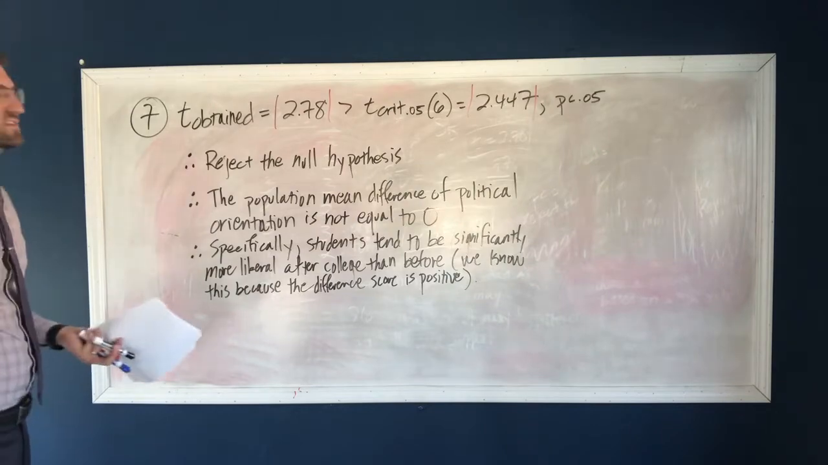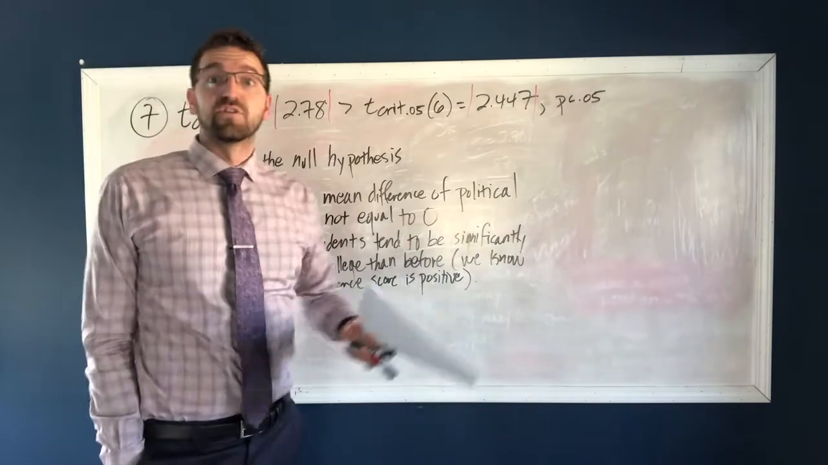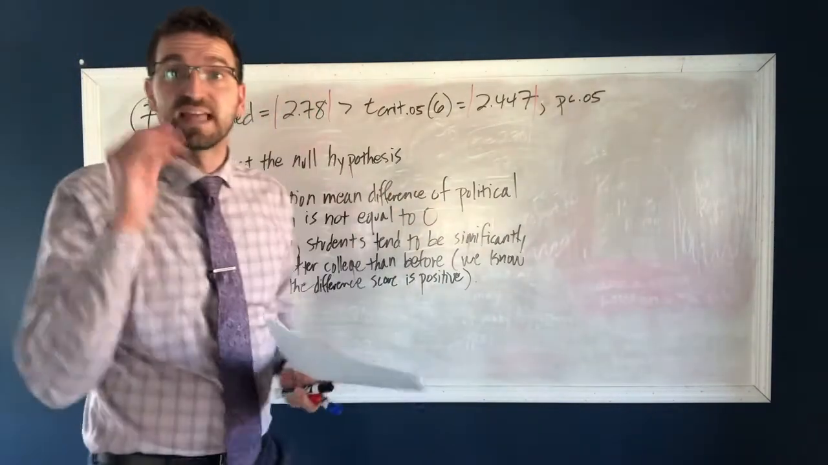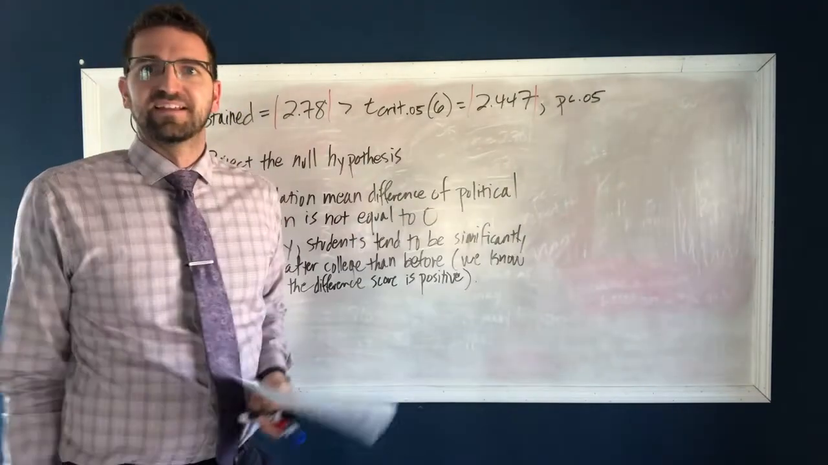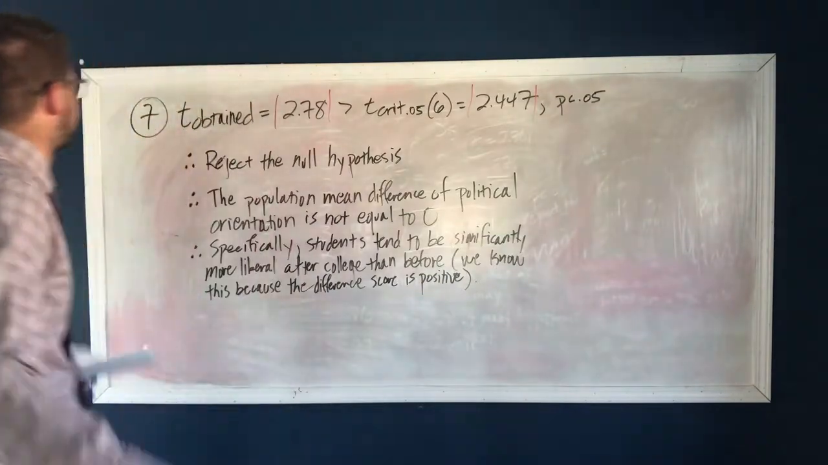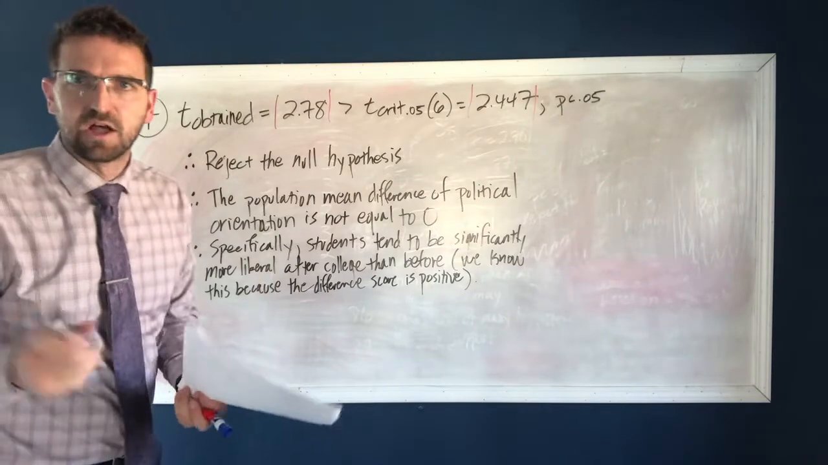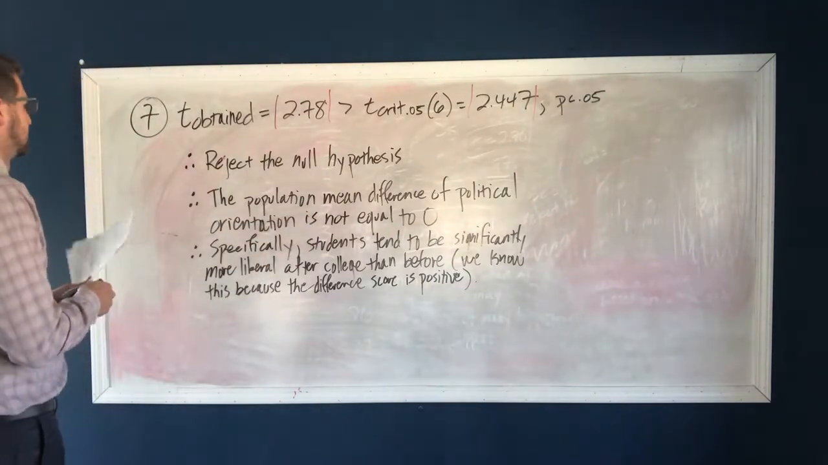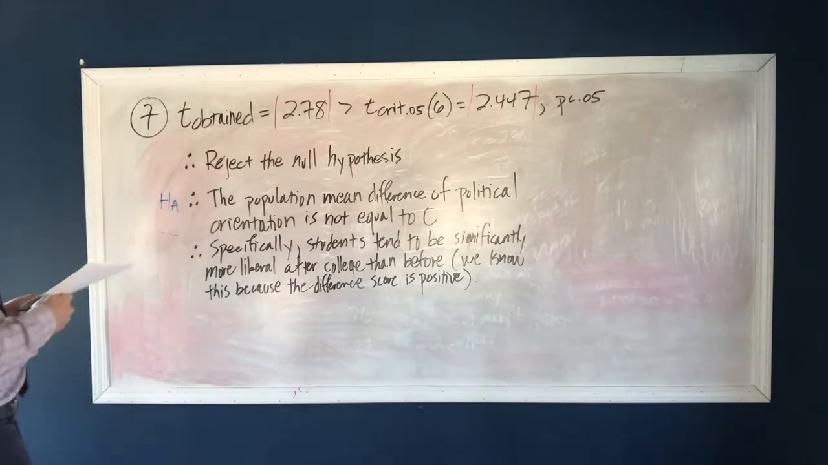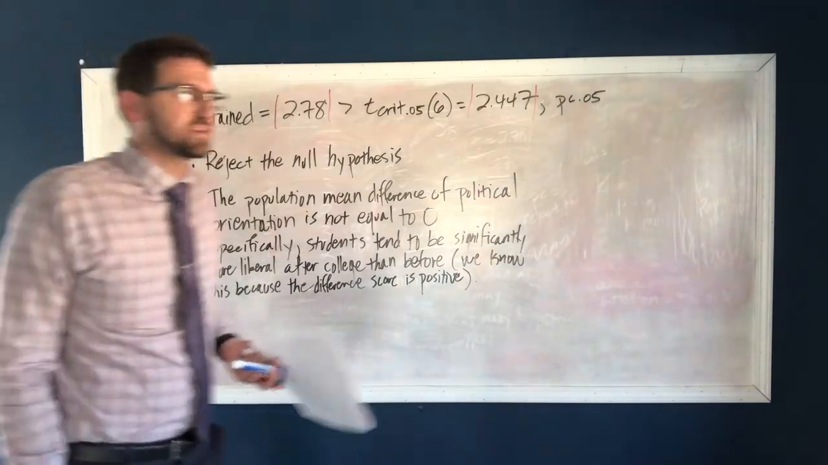Okay, so the t obtained 2.78 is greater than the t critical, alpha 0.05, 6 degrees of freedom, which is equal to 2.447. P is less than 0.05. Okay, so just like we saw in the rejection region graph. Therefore, we're going to reject the null hypothesis. Because we reject the null hypothesis, we're going to interpret the alternative hypothesis. It's saying the population mean difference of political orientation is not equal to 0.